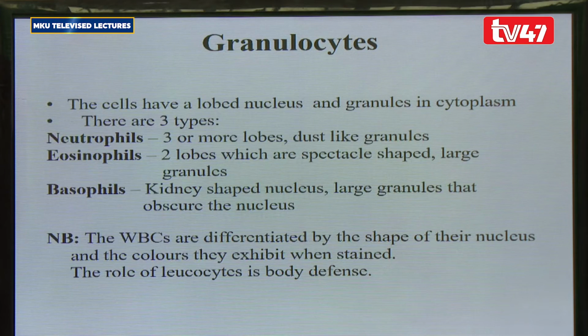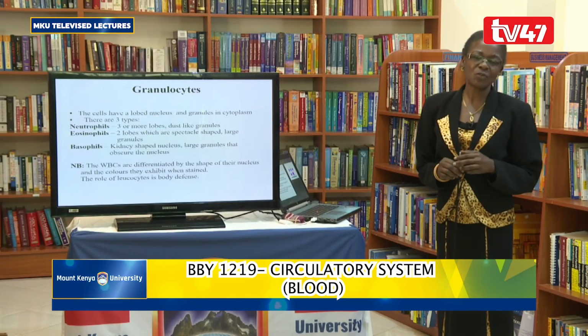For the other category of white blood cells, that is the granulocytes. These are white blood cells that have a nucleus with lobes in it. So we say they have a lobed nucleus and they have granules in the cytoplasm. There are three types of granulocytes: the neutrophils, the eosinophils, and the basophils.